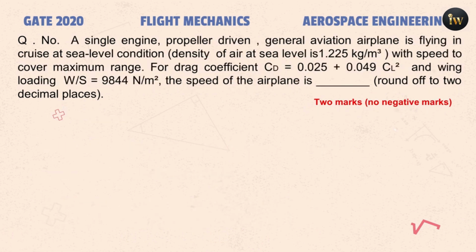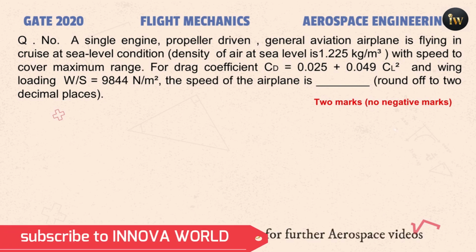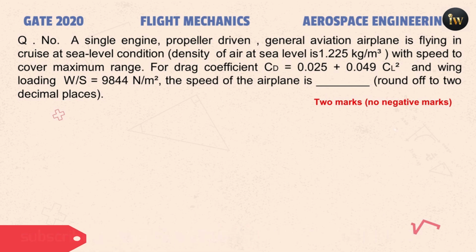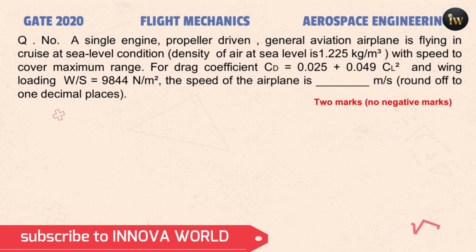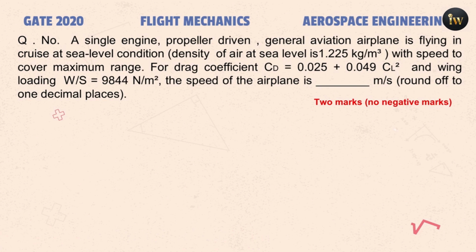A single engine propeller driven general aviation airplane is flying in cruise at sea level condition. Density of air at sea level is 1.225 kg per meter cube. With speed to cover maximum range, drag coefficient CD equals 0.025 plus 0.049 CL square, and wing loading W by S equals 9844 Newton per meter square. The speed of the airplane needs to be found in meter per second, rounded off to 1 decimal place. Now first we'll see the solution and the given data.